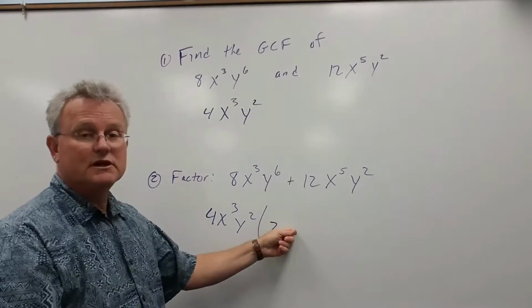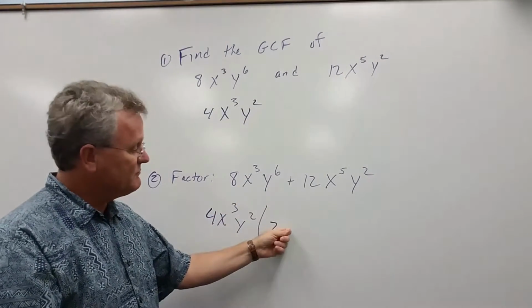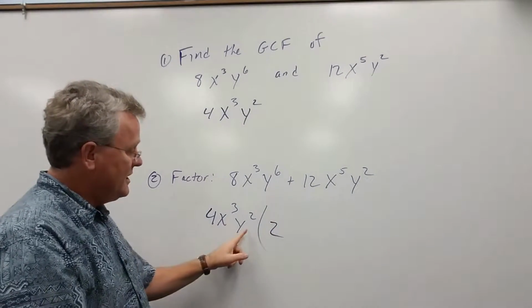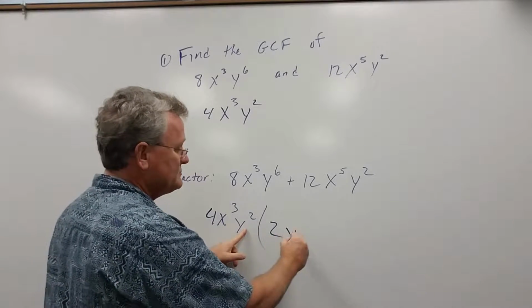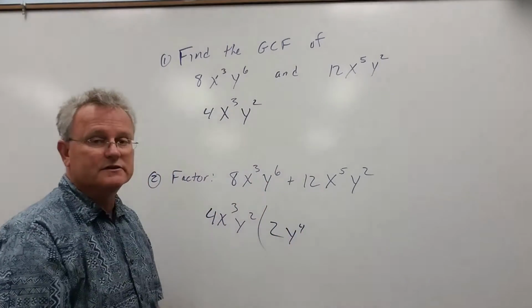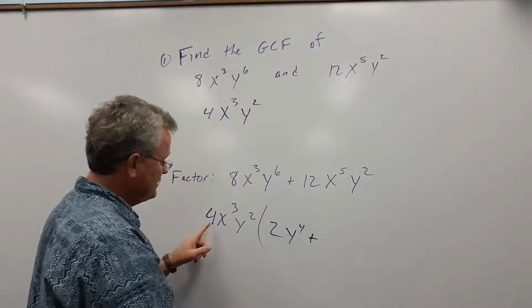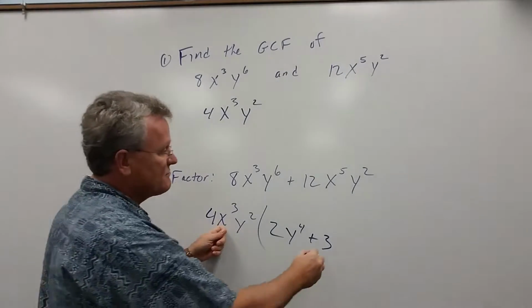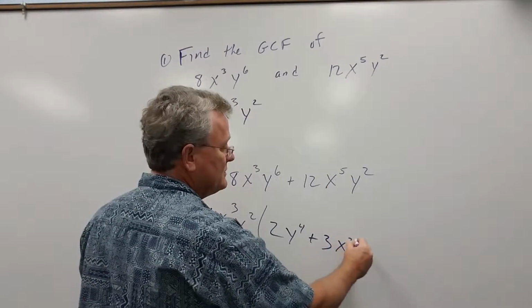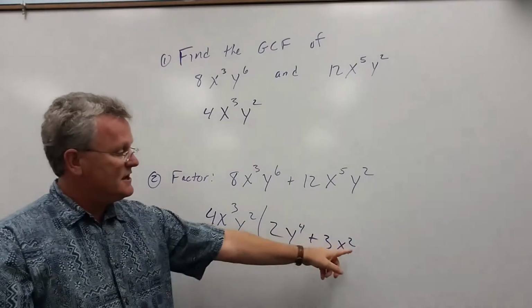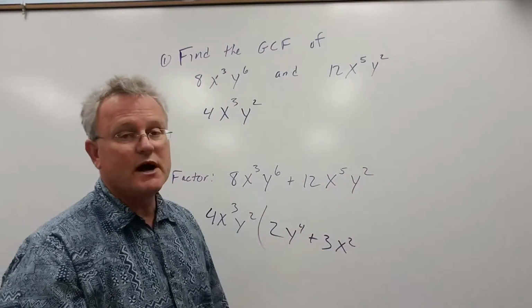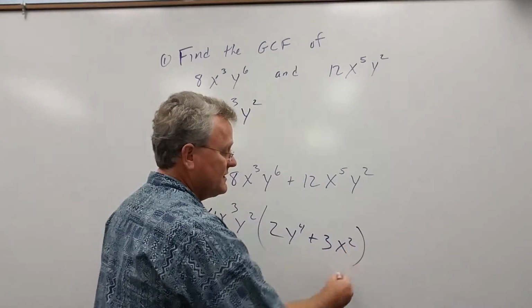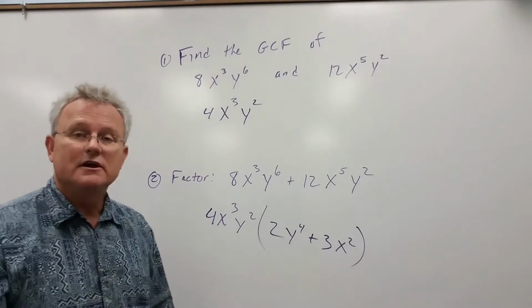Well, x to the 3 times 1 is x to the 3, but we don't need to put a 1 because 2 times 1 is the same thing as 2. And y to the 2 times y to the 4 gives us our y to the 6. Plus 4 times 3 gives us 12. x to the 3 times x to the 2 gives us x to the 5. And again, y squared times 1 is y squared, but we don't need the 1 because 3x squared times 1 is 3x squared. So that is now in factored form.